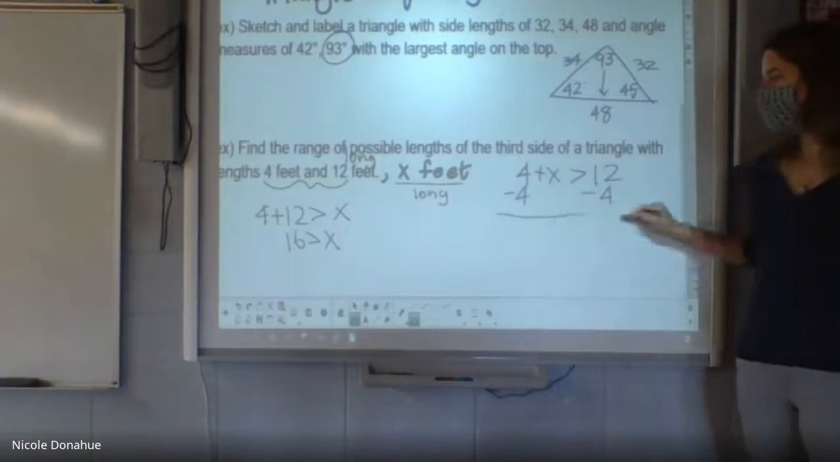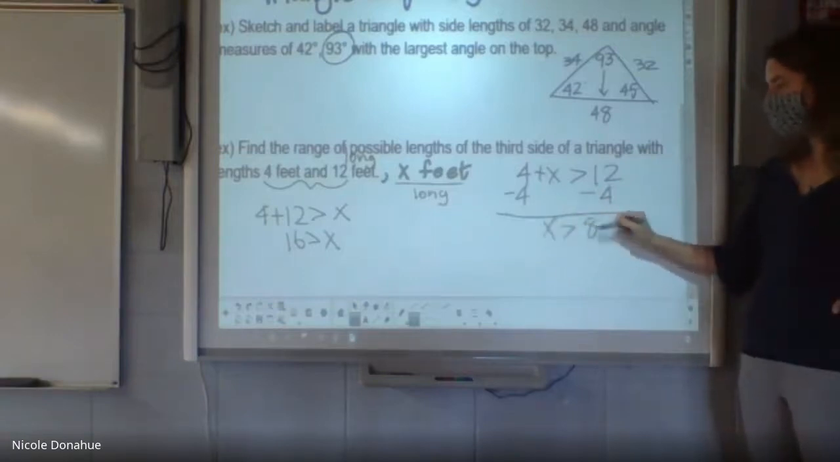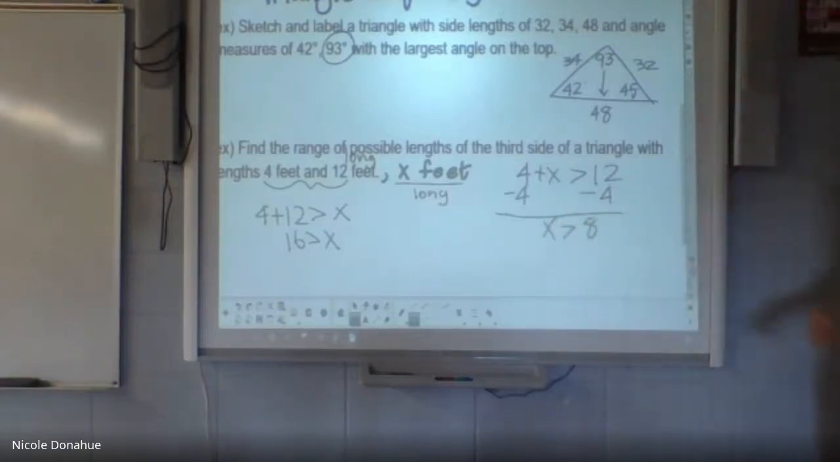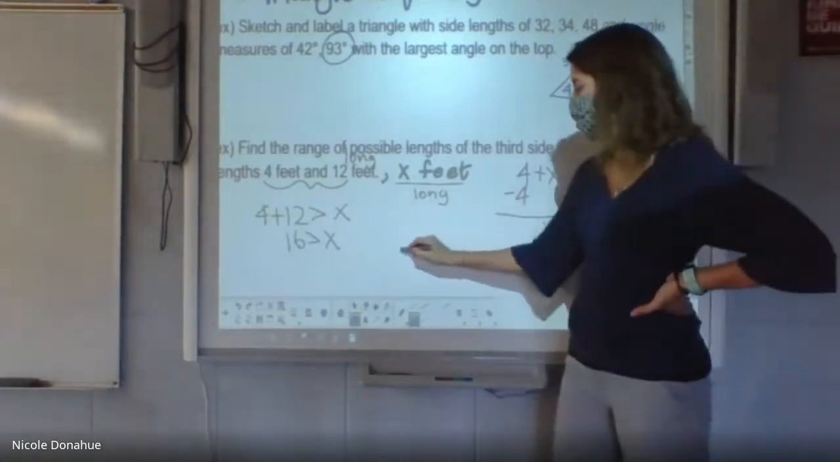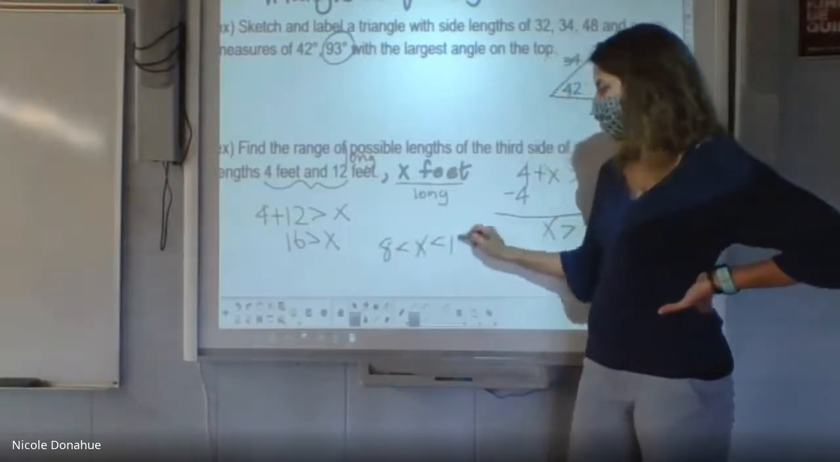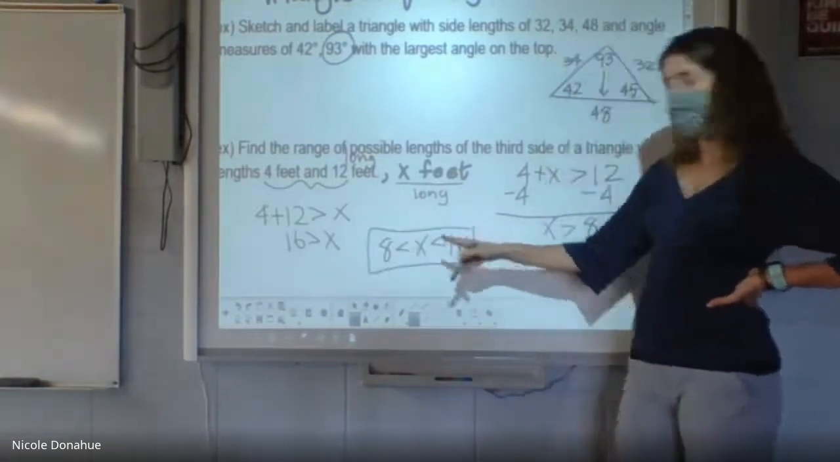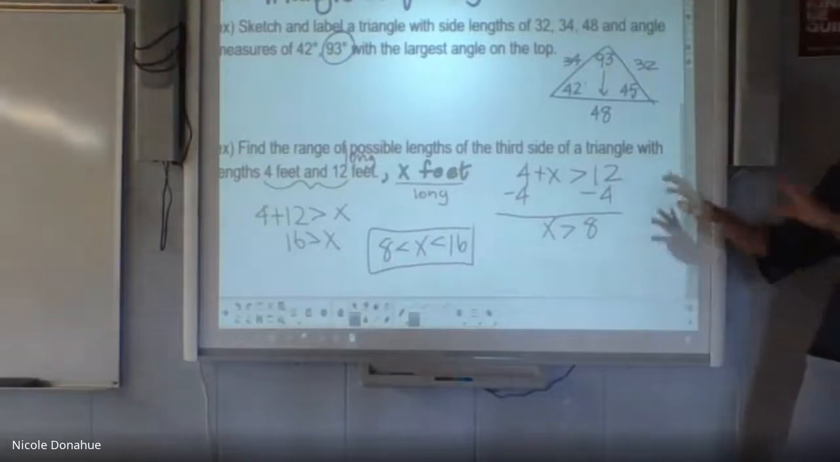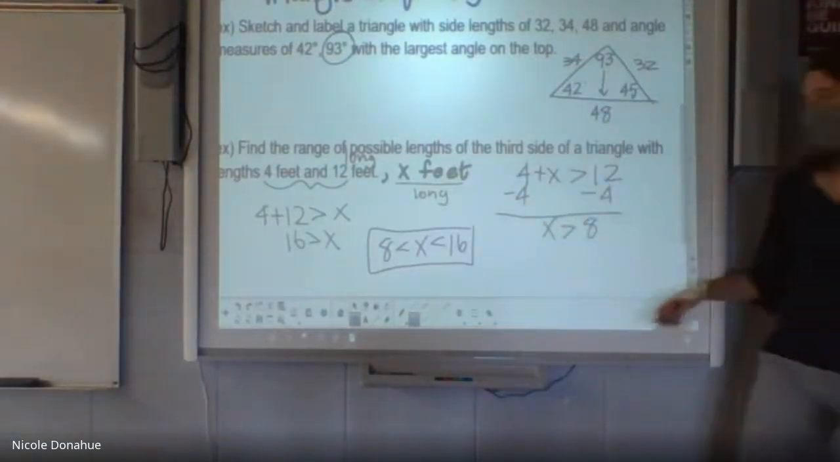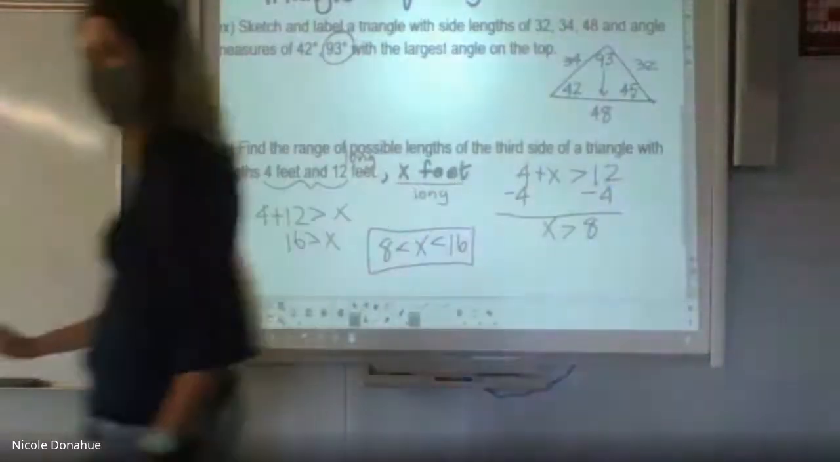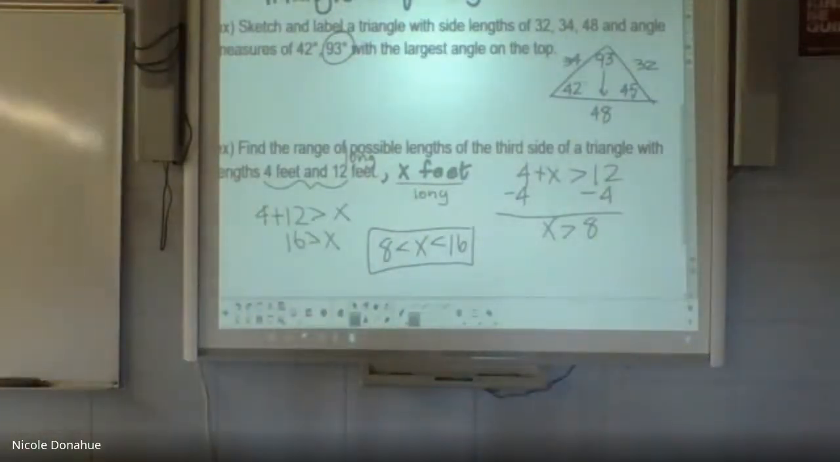Now, if you don't need to set up these inequalities, I'm totally okay with that. Like if you're like, I knew 8 and 16 like 5 minutes ago, that's fine. We just have to be able to write it out. So x is in between 8 and 16. I do want it written as an inequality at the end, but if you didn't need to set up the two inequalities, that's fine. Is that okay?